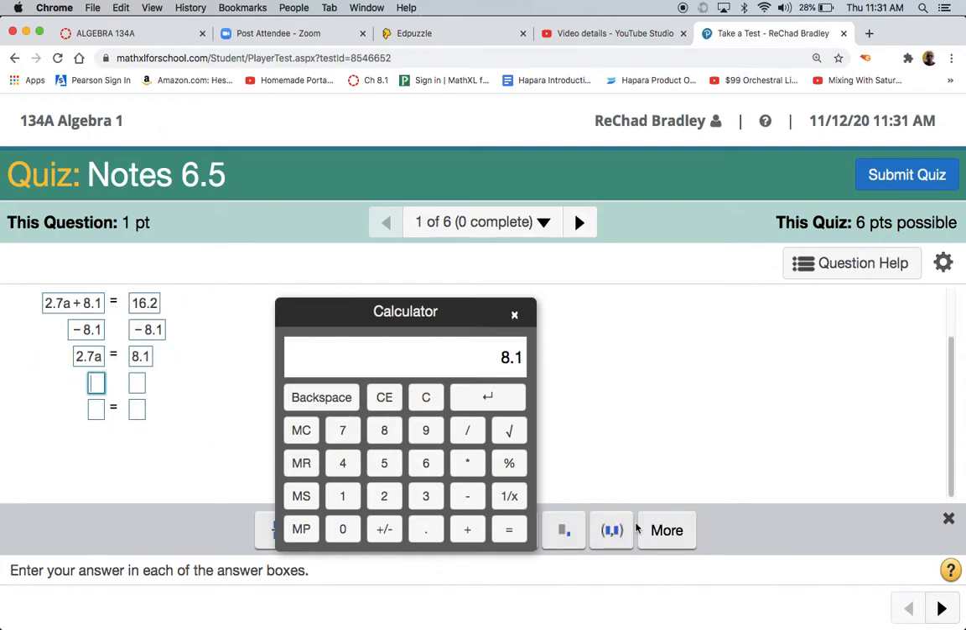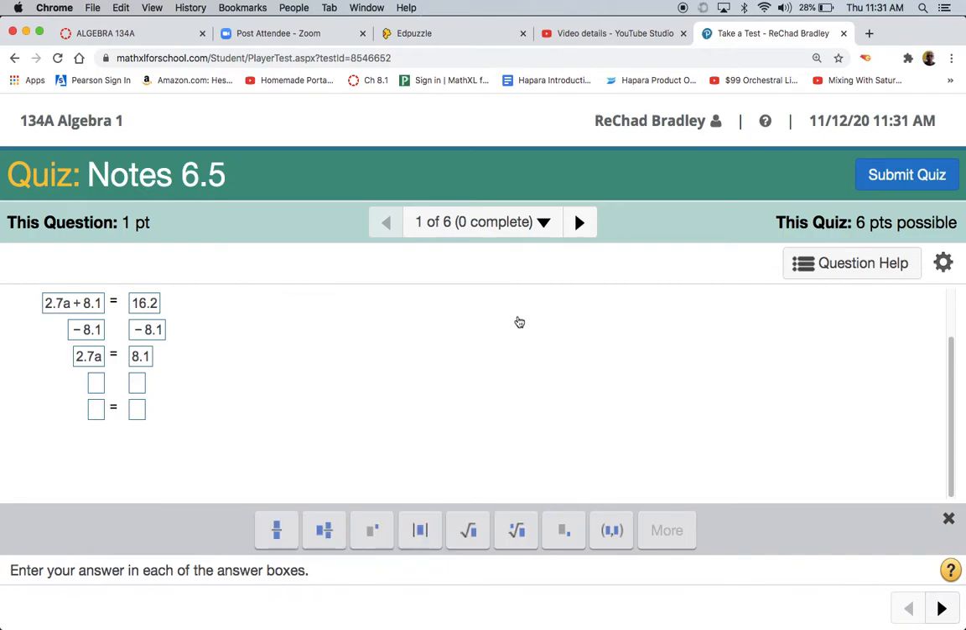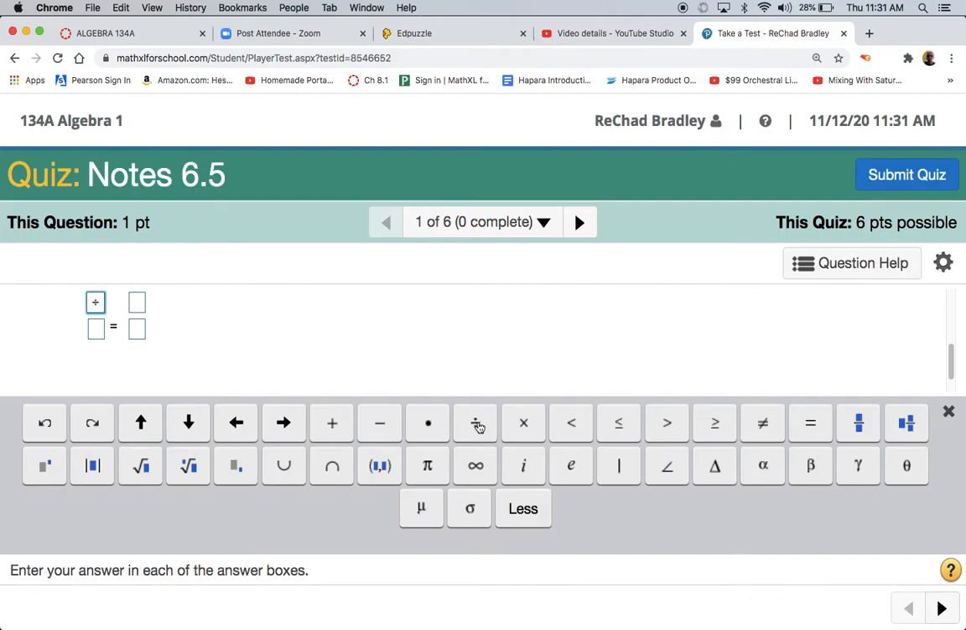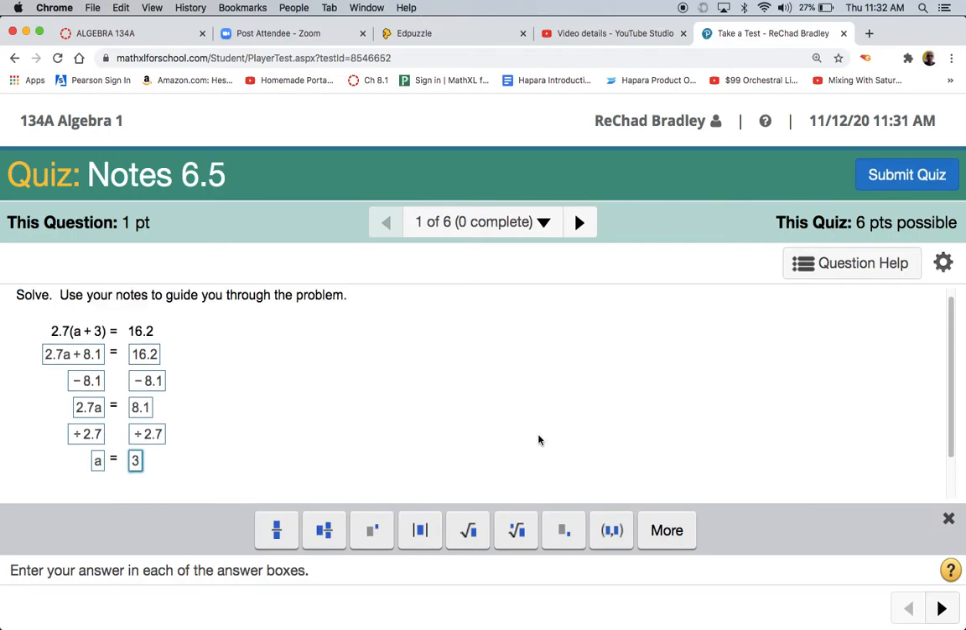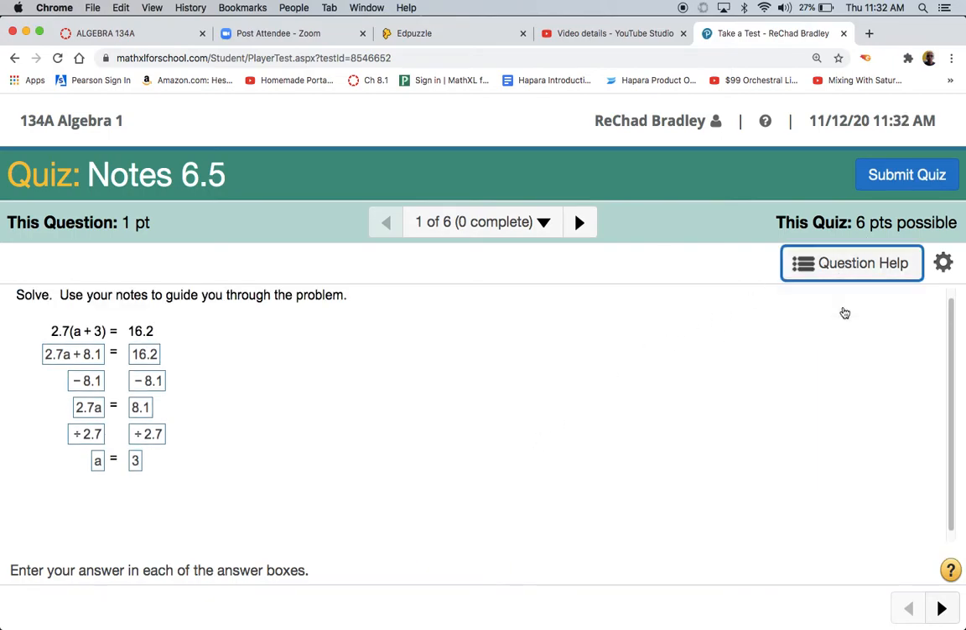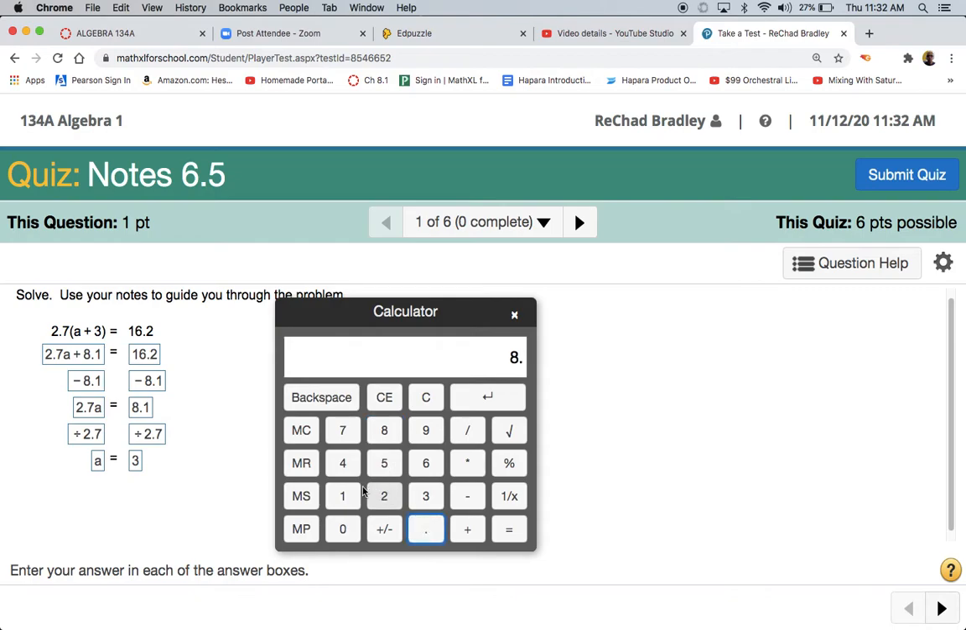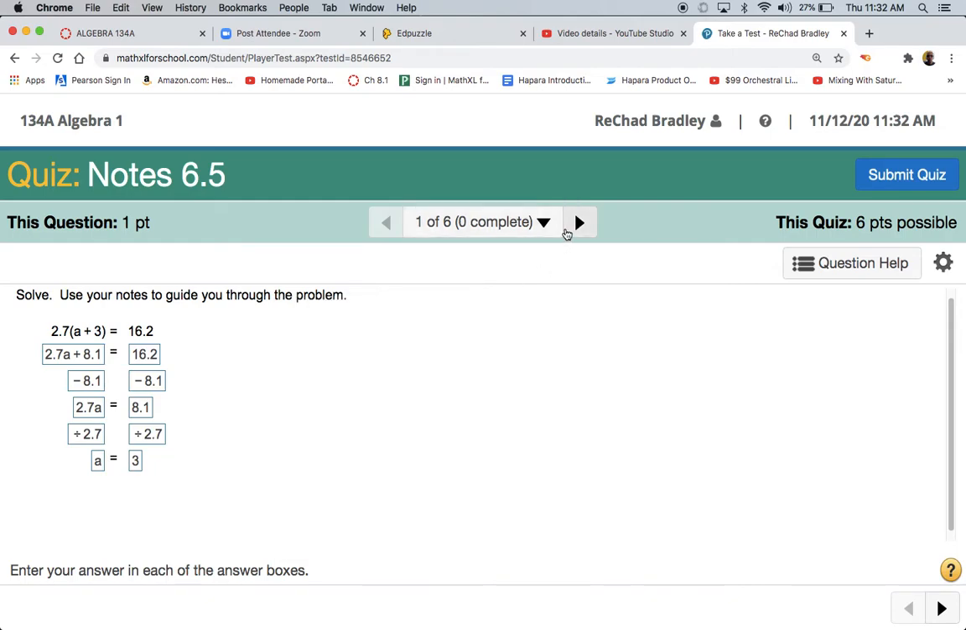I kind of get ahead of myself, but bottom line there is you need to start paying attention to what the numbers are telling you. We are dividing both sides by 2.7. And you bring down A. And I am assuming the answer is 3 because that's what I did to get 8.1. But let's just make sure for the sake of being safe. And there's your 3. So I know I got it right.